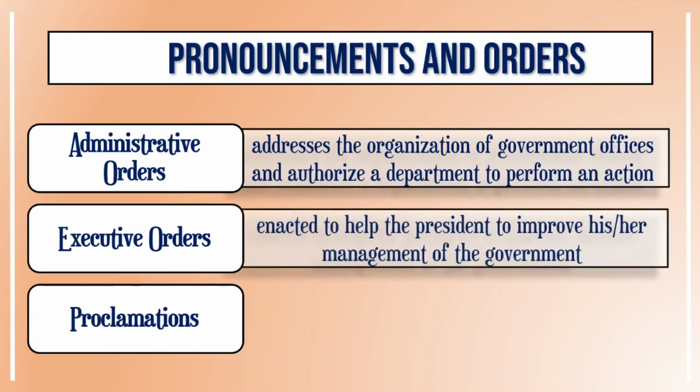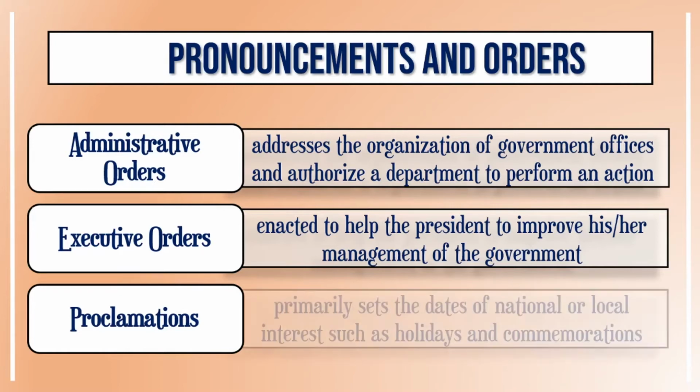Second is executive orders. These are enacted to help the President to improve his or her management of the government. Acts of the President providing for rules of a general or permanent character in implementation or execution of constitutional or statutory powers shall be promulgated in executive orders.